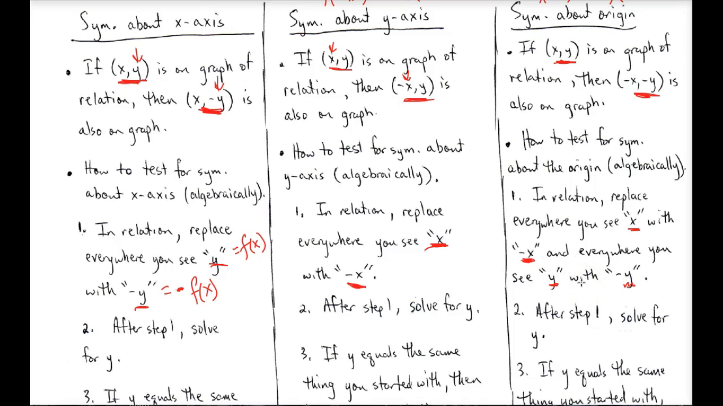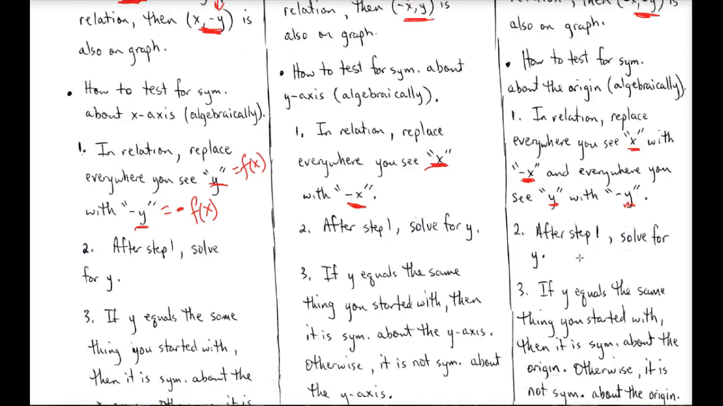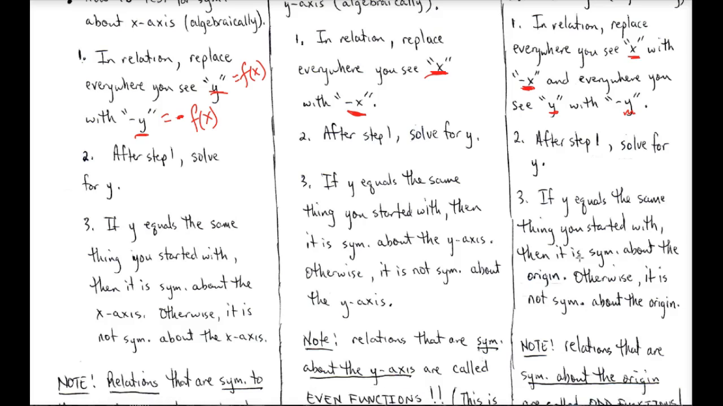And so our goal here is to simply do the replacement based upon what symmetry we're trying to test, and see if we get the original function back again, or the original relation back again. If we get it back again, then we know that it is symmetric about that particular axis. If we don't get the original relation back again, then we know that it is not symmetric about that particular axis, okay? And in essence, that's what steps 2 and 3 say here.